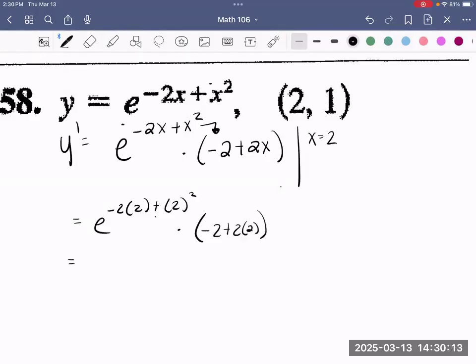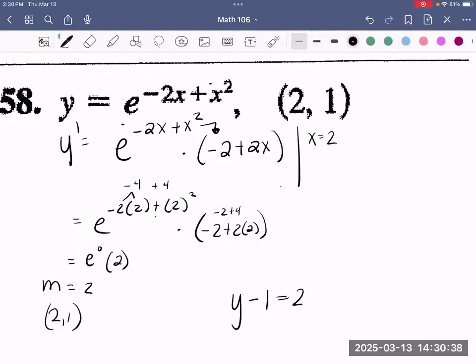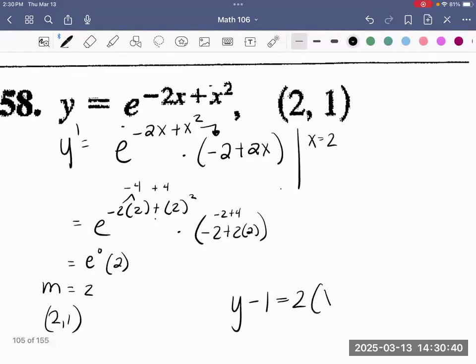All right, so up here, let's see, we have negative 4 plus 4. So this is e to the 0 times, let's see, negative 2 plus 4. So we have 2 here. So we just have 2 as your slope, given your point is (2, 1). So we should get the equation y minus 1 is equal to 2 times x minus 2.